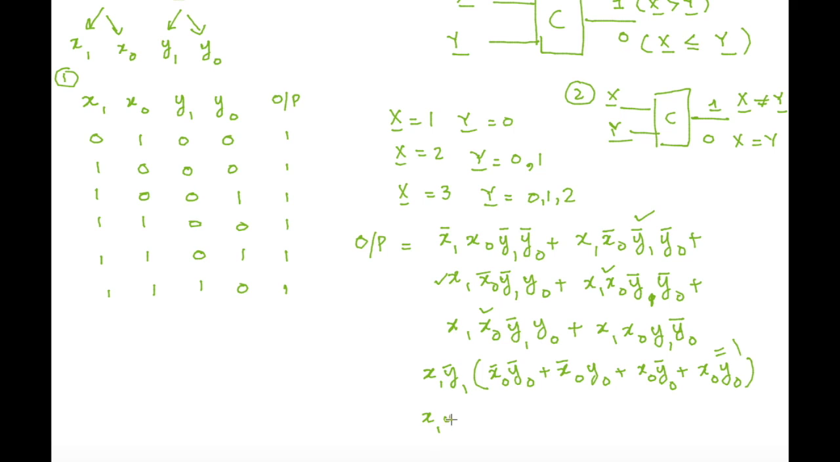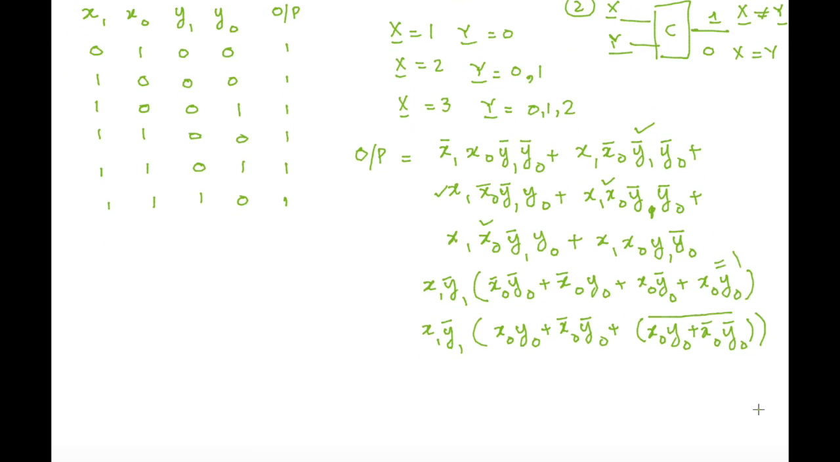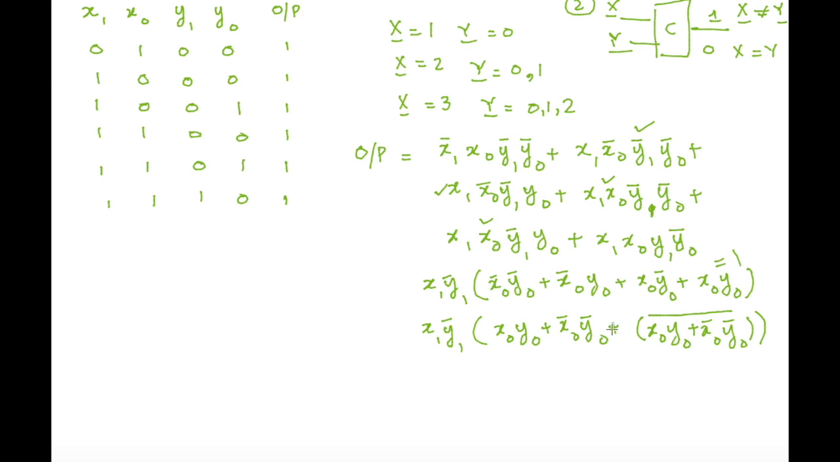So I can write x1 y1 bar times, I can say here, x0 y0 plus x0 bar y0 bar plus x0 y0 bar plus x0 bar y0. So any binary variable ORed with its complement is equal to 1. So this is equal to x1 y1 bar. Okay, now I'm left with two more. I'm left with this guy and I'm left with this last guy.